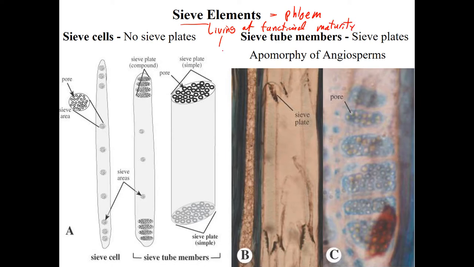But they're pretty weird. I'm going to say strange, but they're strange at maturity. They're living, but they have no nucleus and no organelles. They do have some subcellular components, but no mitochondria or anything like that, so no real way to metabolize energy. They're dependent on other cells to provide them with energy, and they're just kind of living conduits for the transport of sugars.